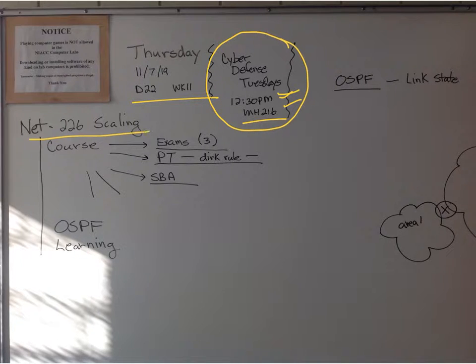So, scaling, we talked about the course. The exams are on for 3 takes, and they're on until the end of the term. The chapter exams. Students, you need to get going on the Packet Tracer skills practice ones. Those count. And remember the Dirk rule. Okay? But you need to get going. There's one on the first term, one on the second term.